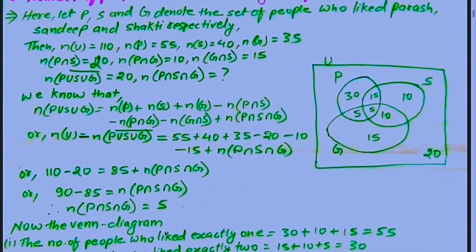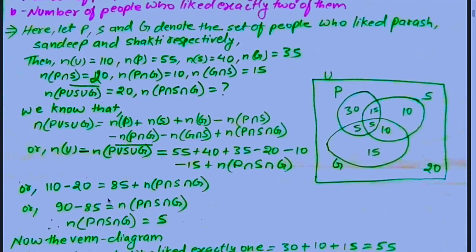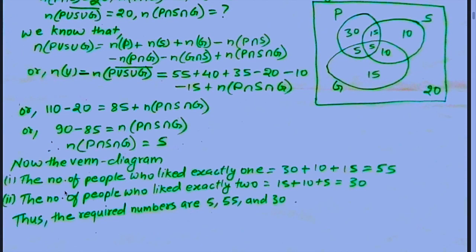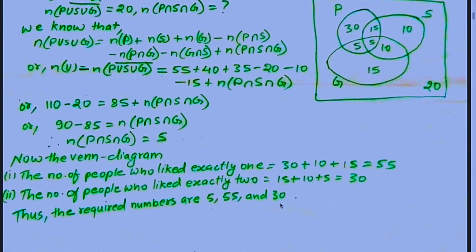Now, question number one: the number of people who like exactly one of them means only P, only S plus only G, which here comes to 30 plus 10 plus 15 equals 55. The number of people who like exactly two means here 15 plus 10 plus 5, which equals 30. All these we get from the Venn diagram. Now the required numbers of people are 5, 55, and 30. All this we got from the calculation easily.